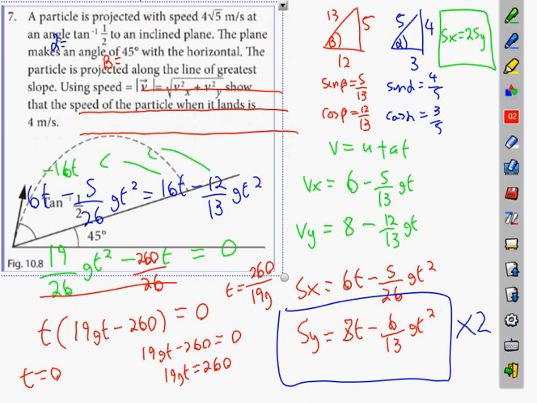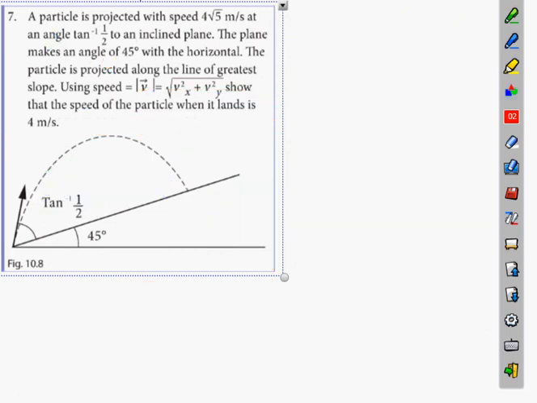Here we go, guys. Number 7. A particle is projected at speed 4 root 5 m/s at angle tan inverse a half to the inclined plane. The plane makes an angle of 45 degrees with the horizontal. The particle is projected along the line of greatest slope. This means it's thrown normally, okay? Show that the speed of the particle when it lands is 4 meters per second.